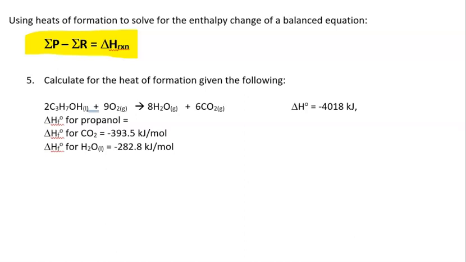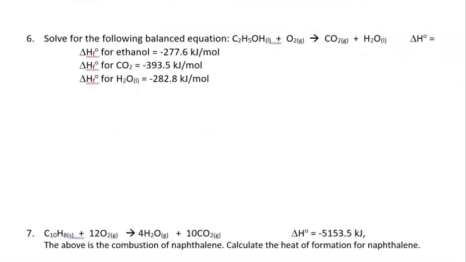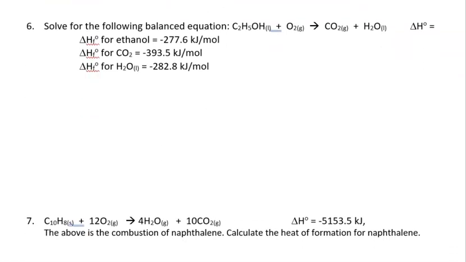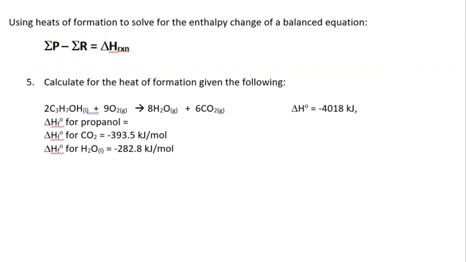So this one, right off the bat, is tricky because we're looking for the heat of formation for propanol. I think I want to come back to that one. I think I want to do number 6 first. In this case, we want to solve for delta H. And we're going to be given heats of formation. So we're going to solve for this, and all these need to be given to us. So let's do that. Let's come up with a sigma P and sigma R, and it's going to equal delta H.